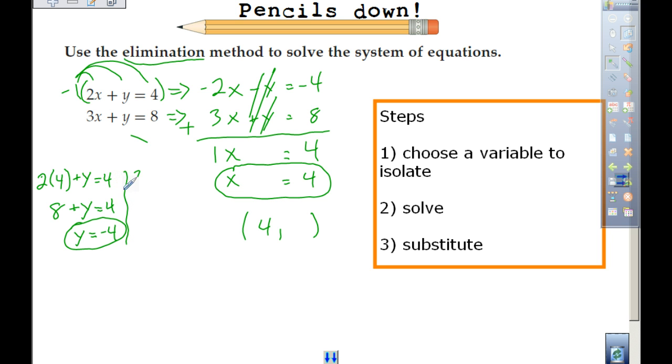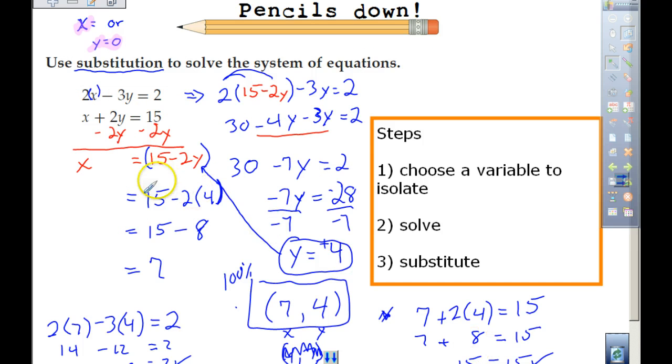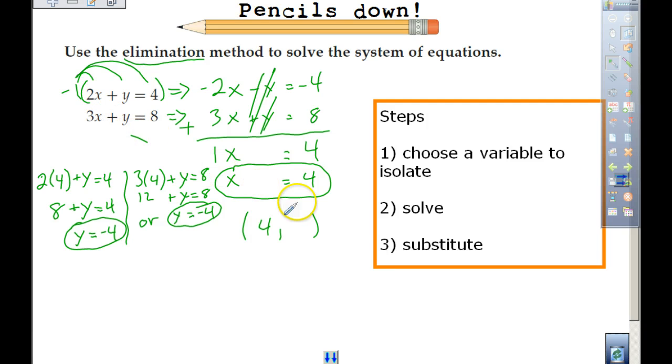If I wanted to choose the second one, I'd say 3 times 4 plus y equals 8. Okay, that's 12 plus y equals 8. Subtract 12 on each side, you get y equals negative 4. Okay. So, one or the other. Don't do both for every problem, but I just wanted to put your mind at ease that you don't have to worry about picking the right one. You can do either. With the substitution method, you had to plug it into the one we started with. With the elimination method, it's more of, well, whatever's easier, go for it.